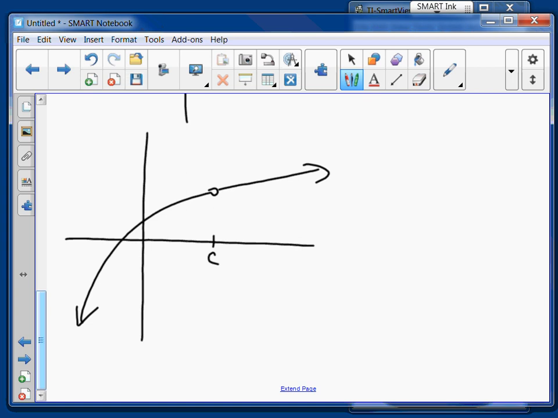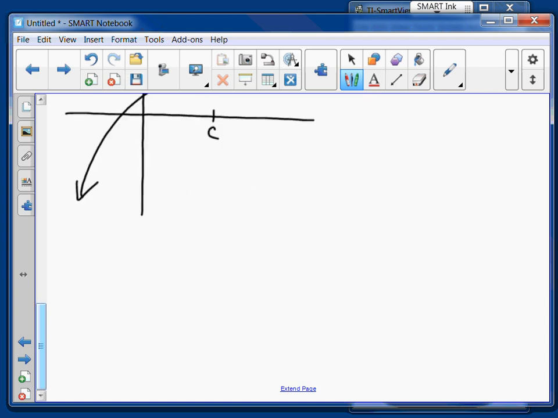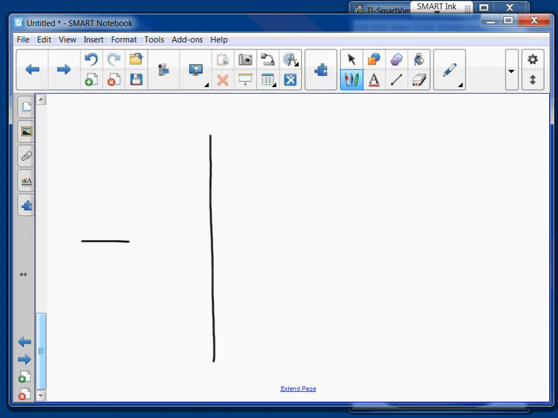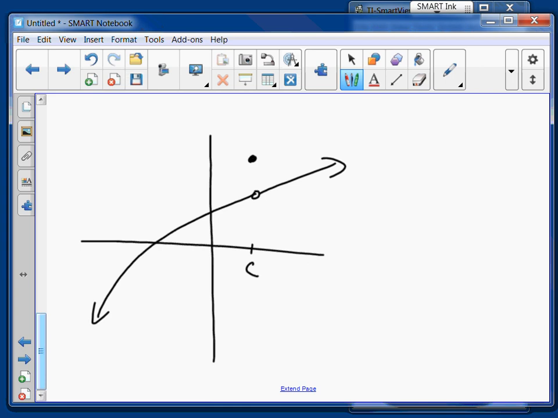Now, could you have the first 2 being true and the third one being wrong? Yes. Okay, let's look at a graph of that one. If you have a hole in the graph and a point above or below, so does f of C exist? Yes. Does the limit as x approaches C exist? Yes. Now, do those 2 numbers equal? No. So this is not continuous.